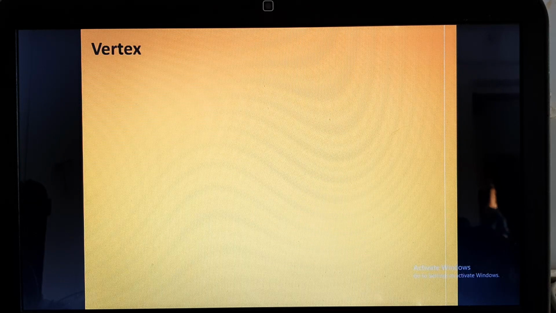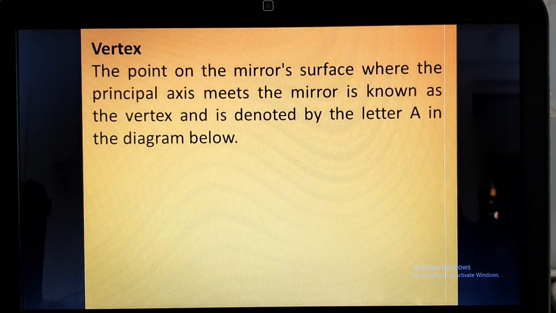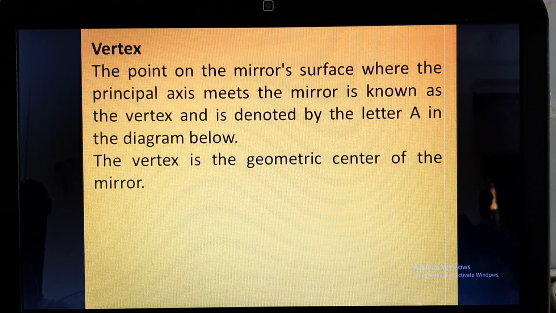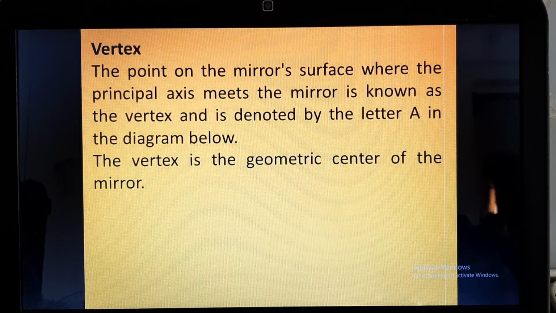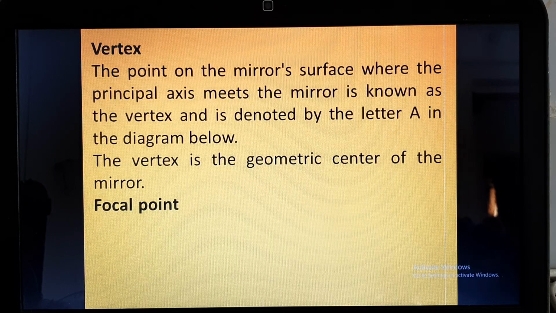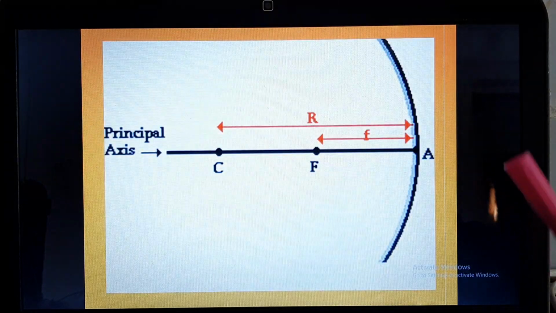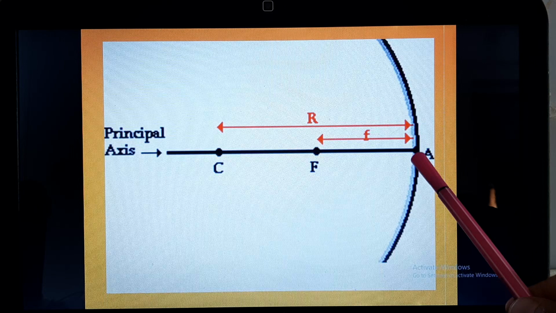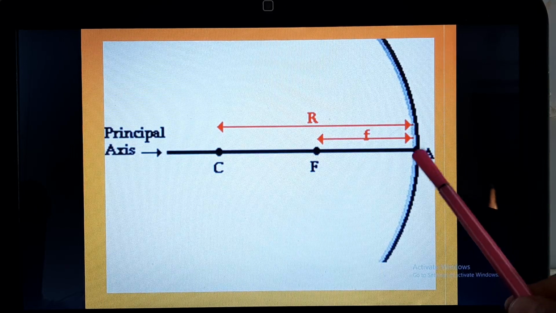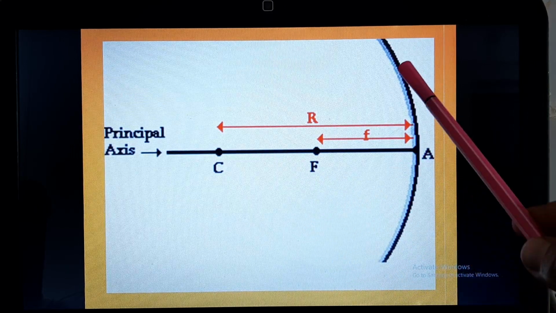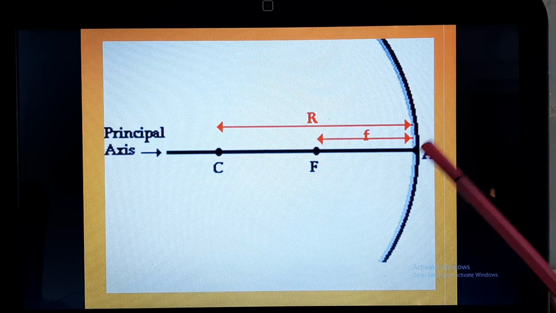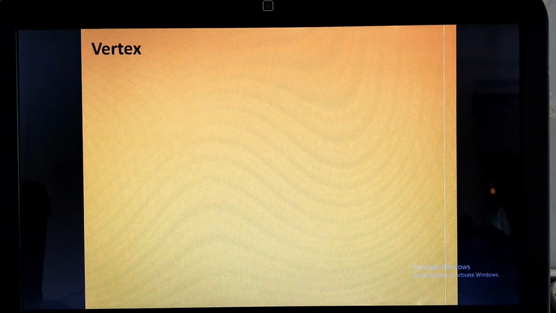Now next is the vertex. So what is the vertex? The point on the mirror surface where the principal axis meets the mirror is known as the vertex and is denoted by the letter A in the diagram below. So basically the vertex is the geometric center of the mirror. This vertex is also called the pole. So here in this diagram you can see this point A is the vertex. Why? Because the principal axis is meeting this mirror at this point. So this is the vertex or pole.